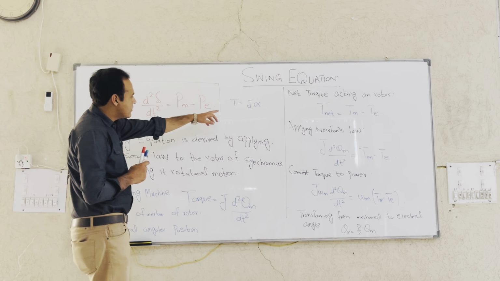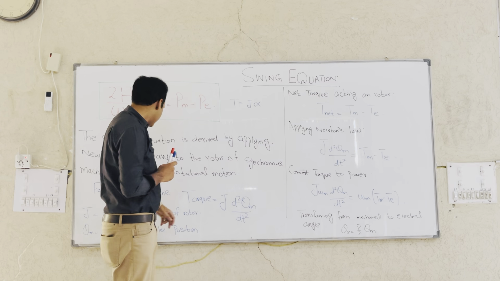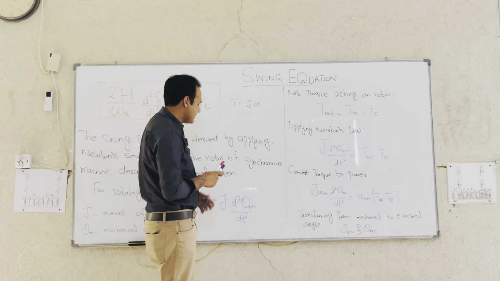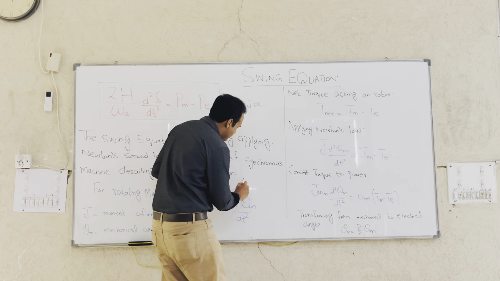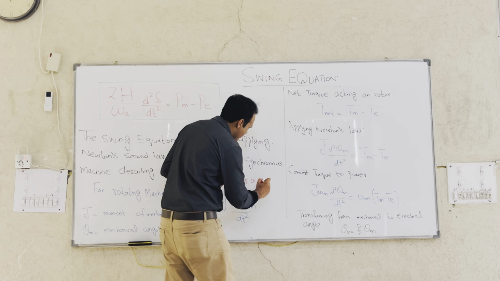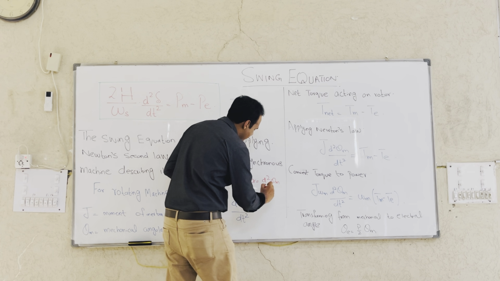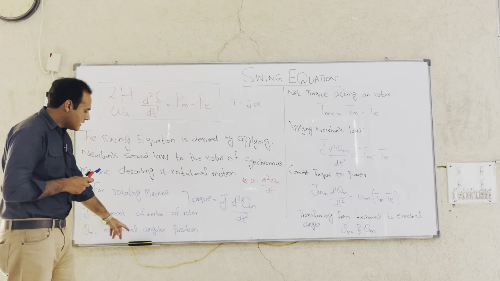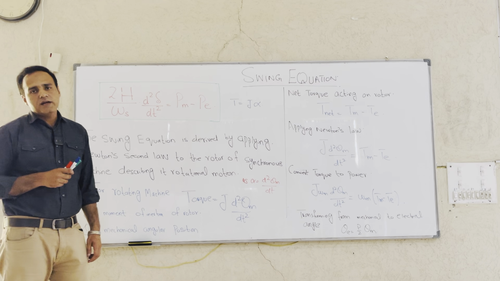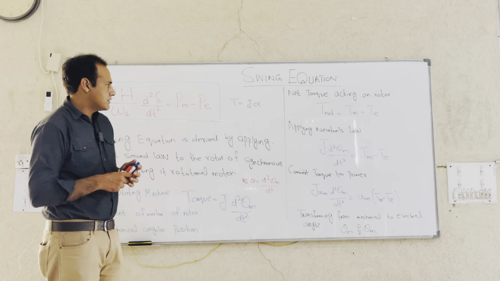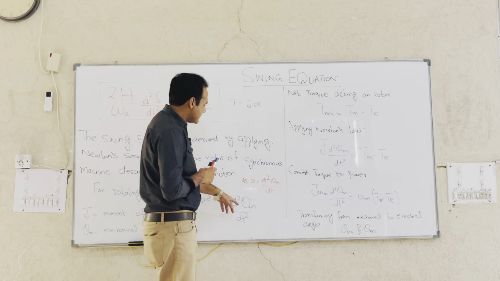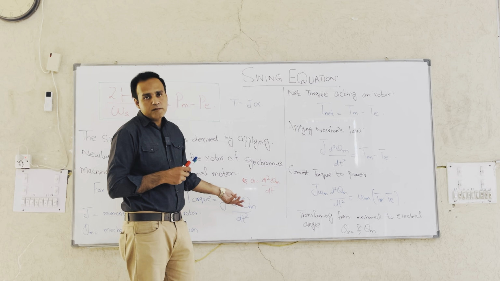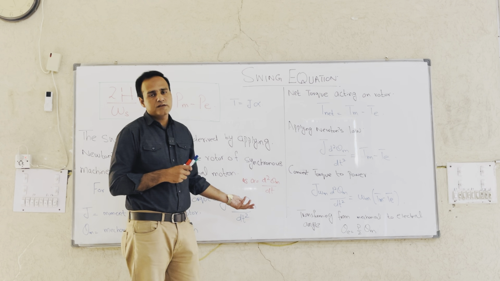So torque T is equal to J, the moment of inertia of the rotor, times d square theta m by dt square, as alpha is equal to d square theta m by dt square, where theta m is the mechanical angular position of the machine at any point during its rotation. Again, d square theta m by dt square is the double derivative of theta m, and it represents the acceleration of the machine.